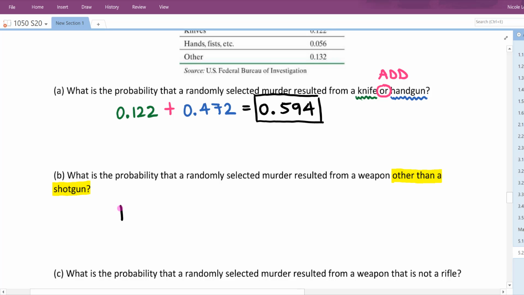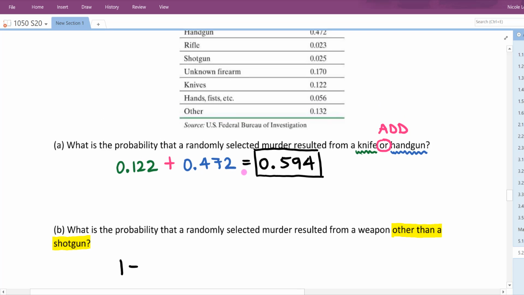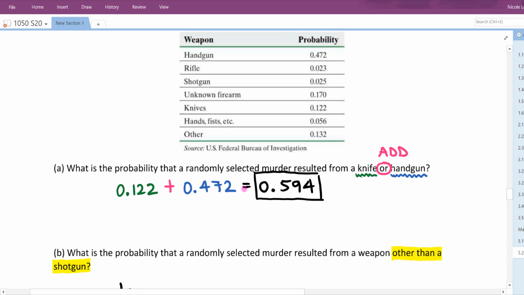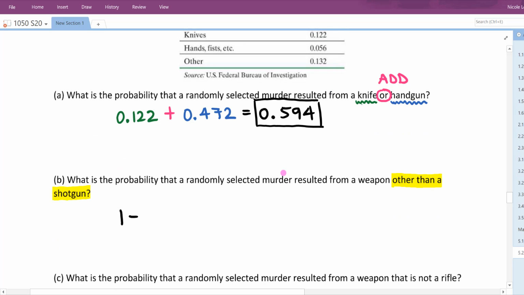And then what you do from here is just subtract out whatever you don't want. The only weapon that we don't want, since it says other than a shotgun, is the shotgun. So that's going to be the one that we subtract out. The probability of shotgun is 0.025. So that's the number that we should subtract out, since that's the one we don't want. We don't want shotgun here.